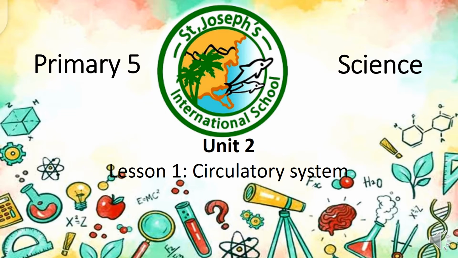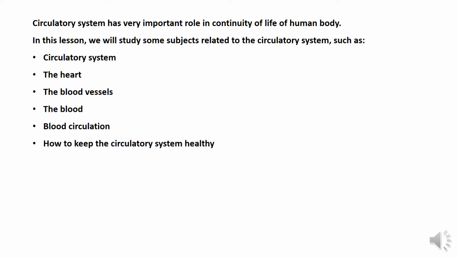Science for Primary 5, Second Term, Unit 2, Lesson 1. Circulatory System. The circulatory system has a very important role in the continuity of life of the human body.